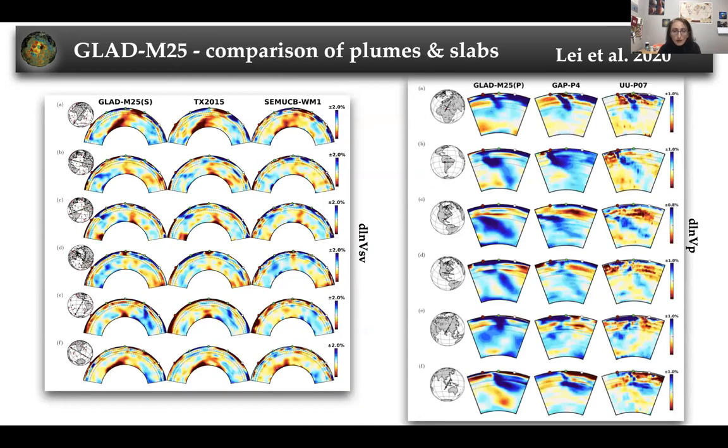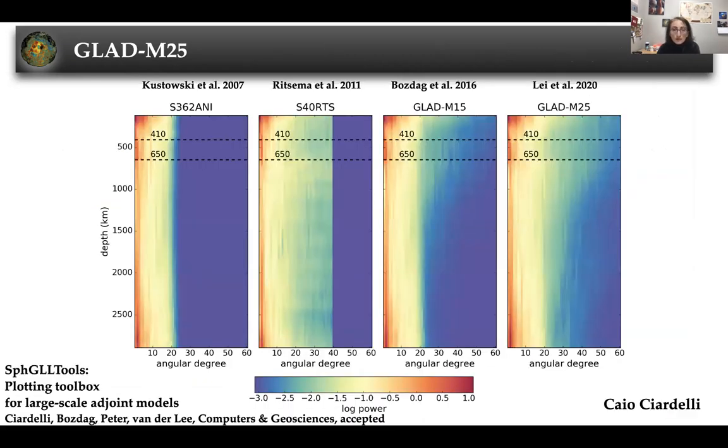And this is just a collection of the comparison of GLAD M25 to other global models, both S-wave and P-wave. So basically, it's encouraging to see the agreements between the models. There's kind of a convergence, but of course, there are still some discrepancies as well. So most likely from now on, we need to focus more on the uncertainty quantification problems and the resolution problems.